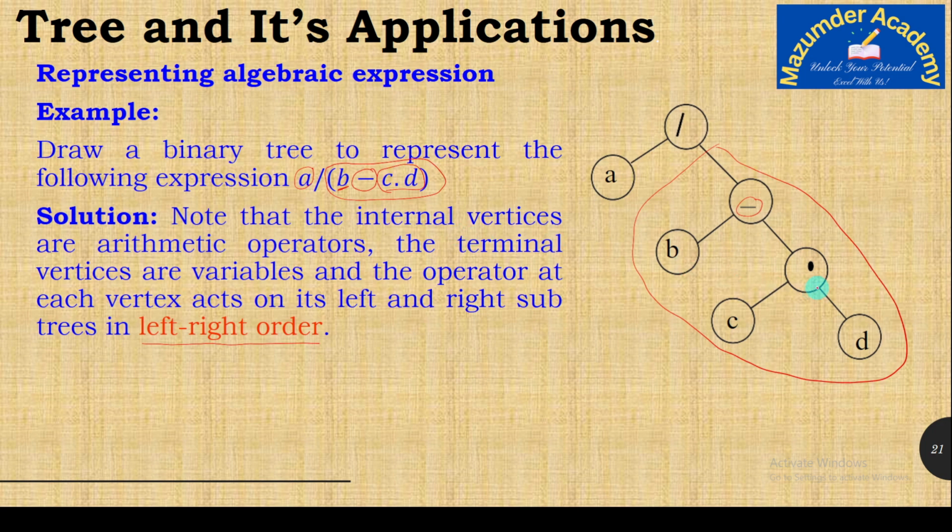Again, while placing c multiply d, multiplication will be at the root and c will be at the left and d will be at the right. So this is the representation of the algebraic expression using a binary tree.